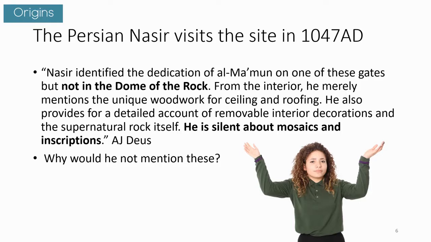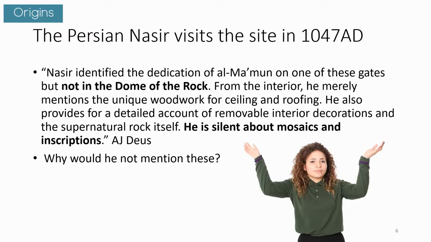Why would he not mention these? So we're talking 3 centuries after Abd al Malik's time, and there is no inscriptions where we would expect to find them, which is in the inner arcade. The only ones that he mentions are those on the gates.